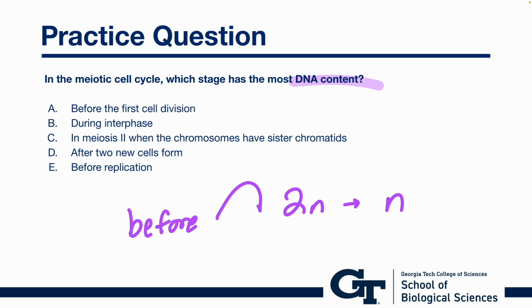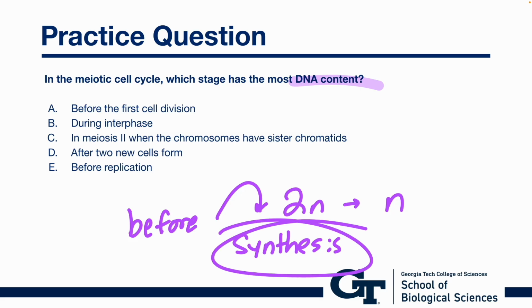So it's going to be all the way before here. And when does that happen? Well, what we're really looking for is when the DNA has been replicated, because then we have two copies of it, AKA the synthesis phase. So let's look at the answer choices. Where does the synthesis phase occur?